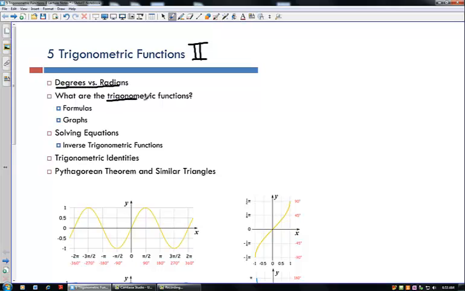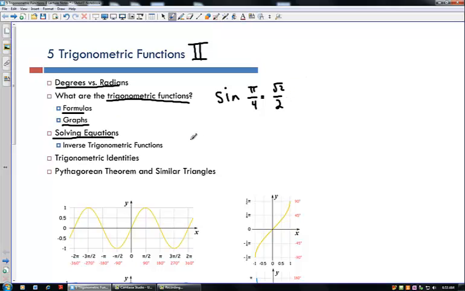We talked a little bit about what trigonometric functions are, at least their formulas, and we took a look at their graphs, and we talked about how we figure out things like the sine of pi over 4 is equal to root 2 over 2. We made that table. Today we're going to talk about solving equations.